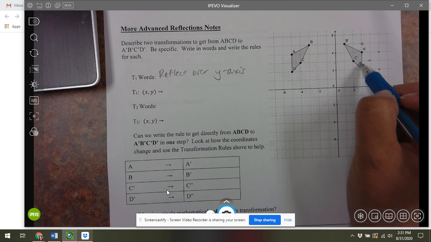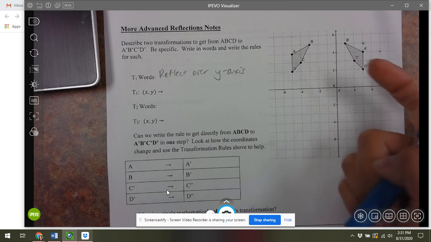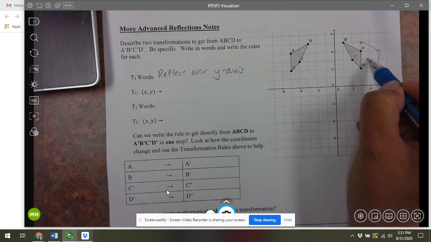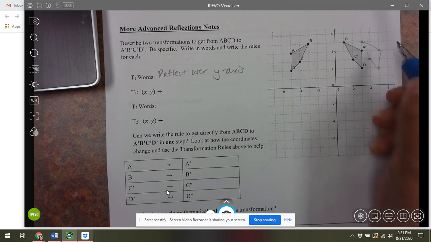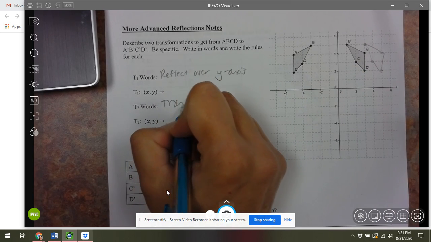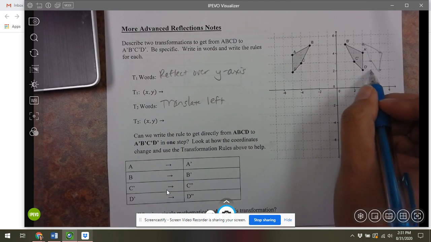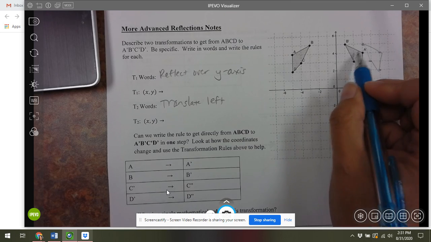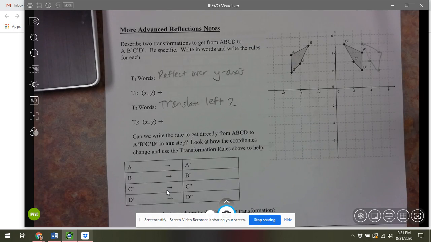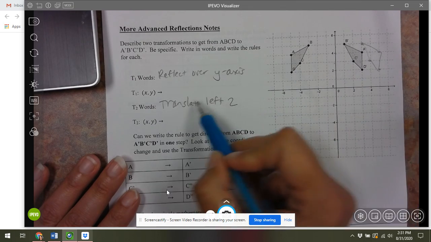I had this. So I must have, after I reflected it, done a slide, a translation. How many units, if this is my shape, how many units did it slide in which direction? Clearly it went left. And how many units? Well, how many blocks is this every time? 2. So left 2. So can you write words for these? You reflected over the y-axis, and then you went left 2.